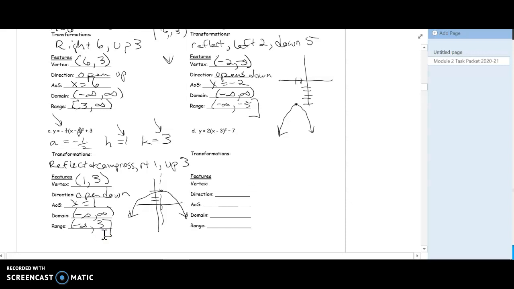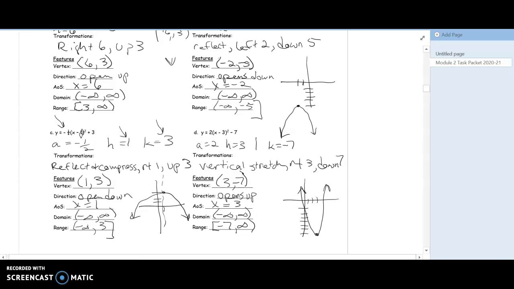All right, I'm going to do the next one just so you can check it if you want to try that one. Okay, if you ever want to check, there's all my transformations, my important information for Part D.